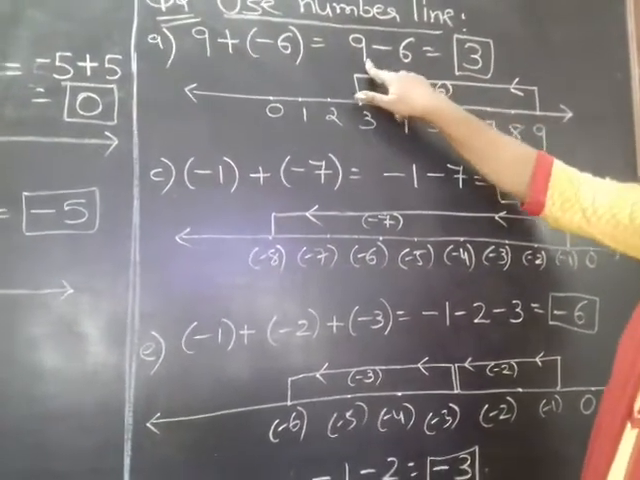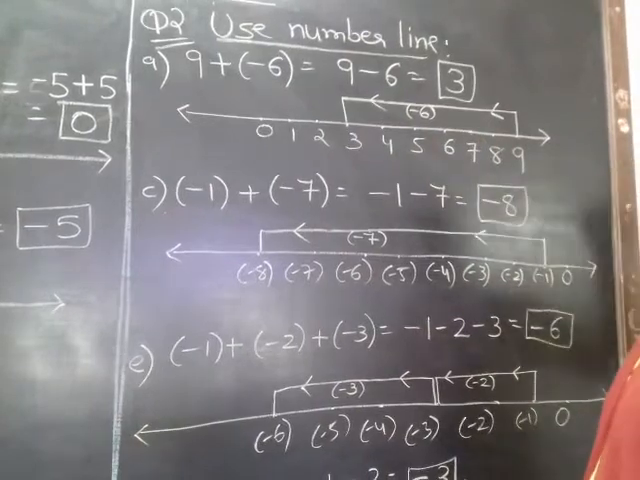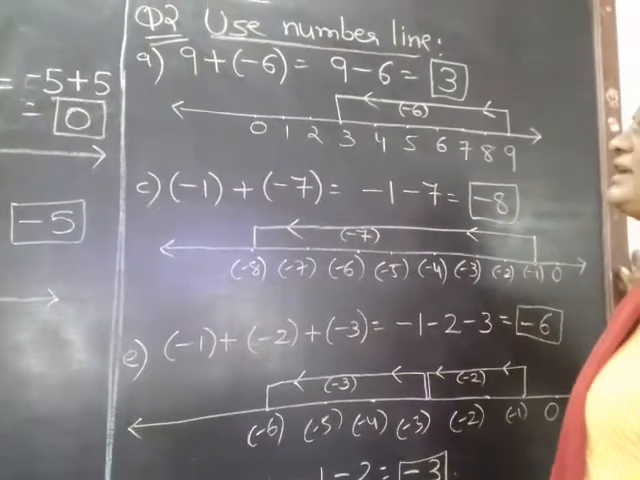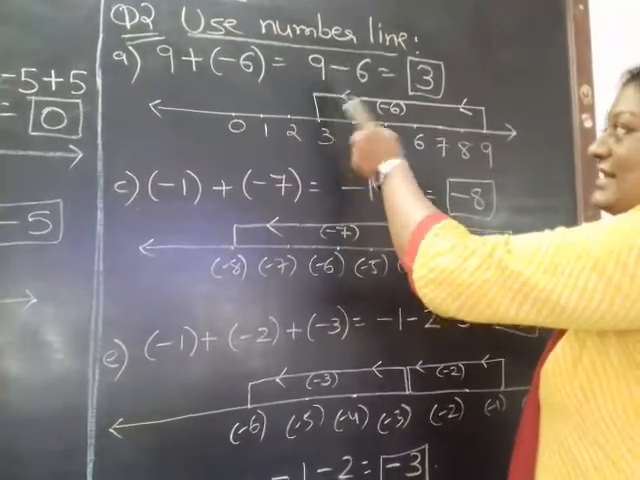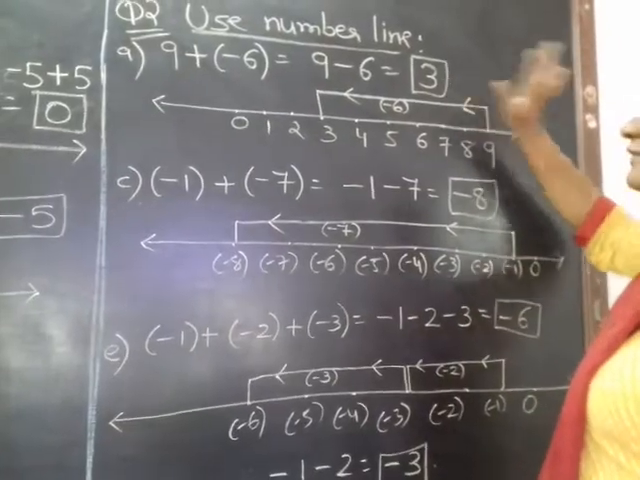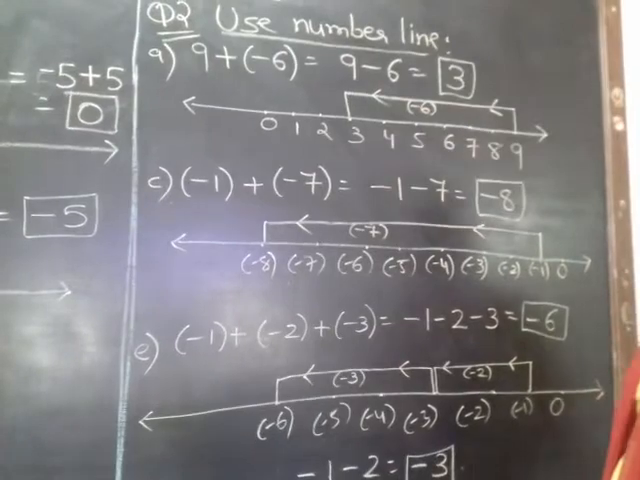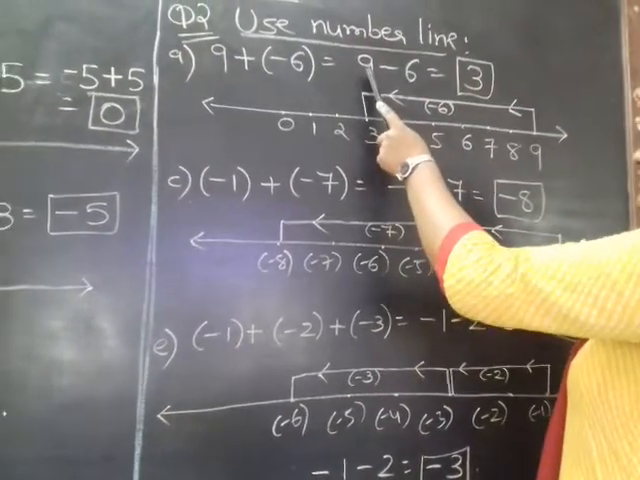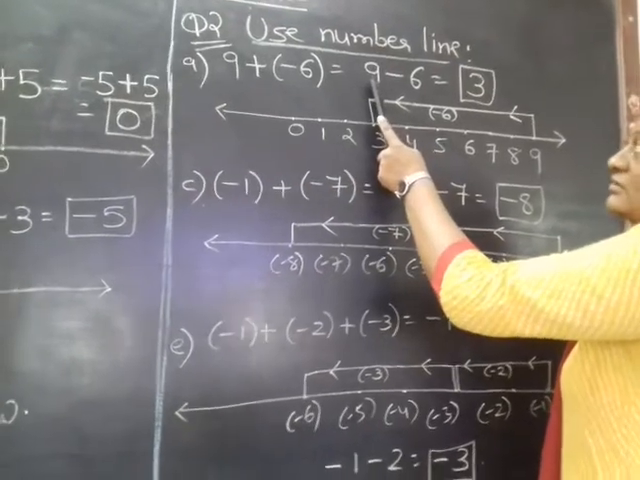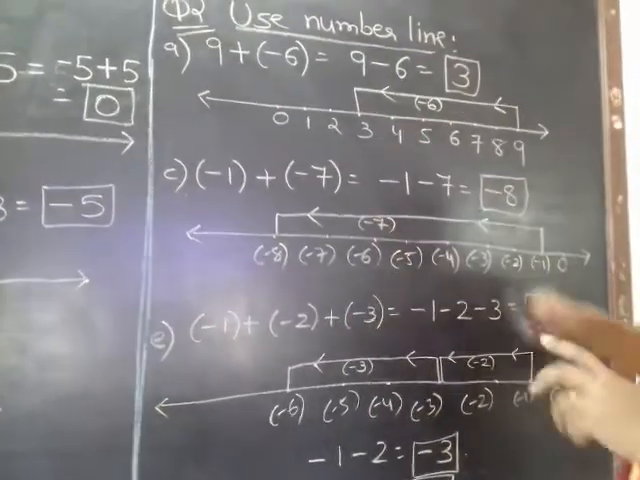9 is positive, 6 is negative, so we have to subtract the sum. So 9 minus 6 will be 3. And as 9 and 6 compared, 9 is bigger, so positive 3, as 9 is positive number. So on the number line, the very first number which we had written will be the starting point of your number line, and you have to move minus 6.